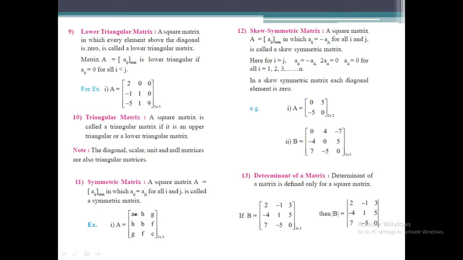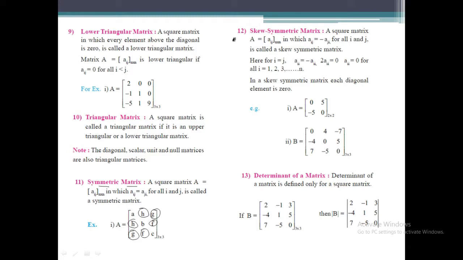The 11th type is the symmetric matrix. A symmetric matrix is a matrix in which the elements above the diagonal and below the diagonal are the same. It means if you see this H and H, these are the same. This element and this element will be the same, that is denoted by G, and this F and F position will have the same element. Such a type of matrix is called a symmetric matrix.